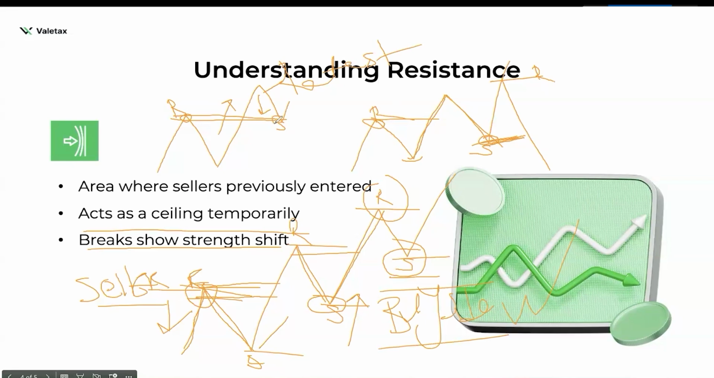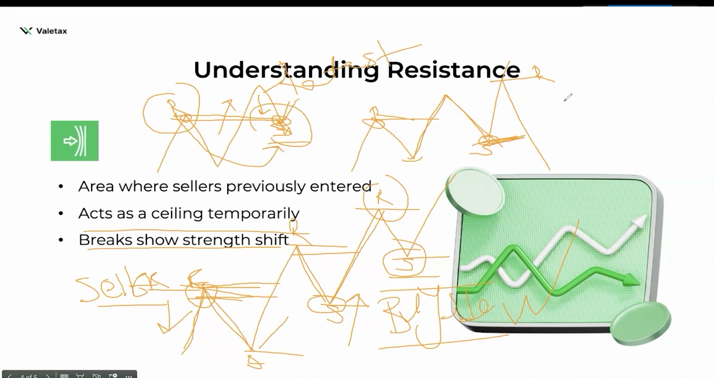And when price finally respects this level and fails to stay below it, but rather goes above it, this resistance finally becomes a support level. So we then say resistance becomes support.